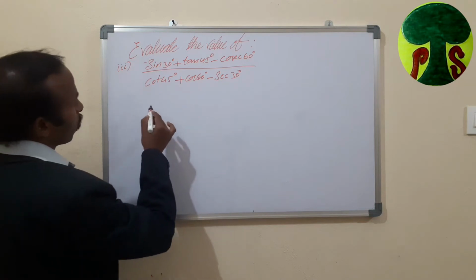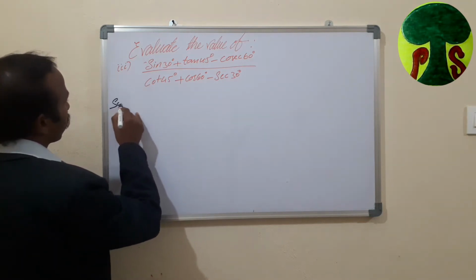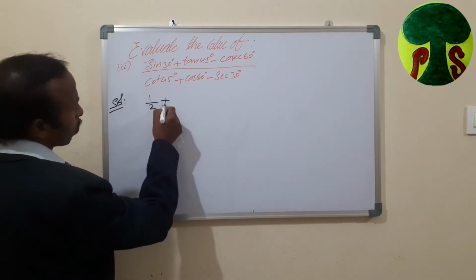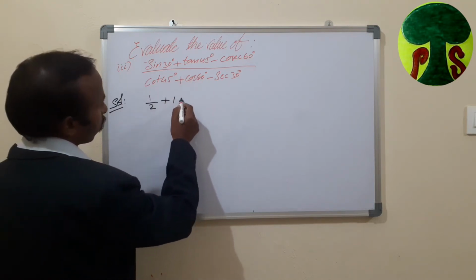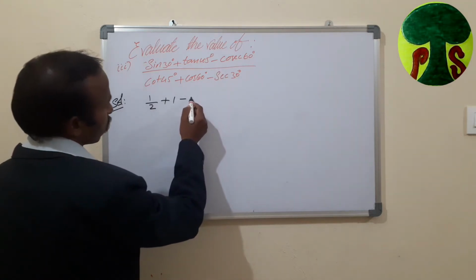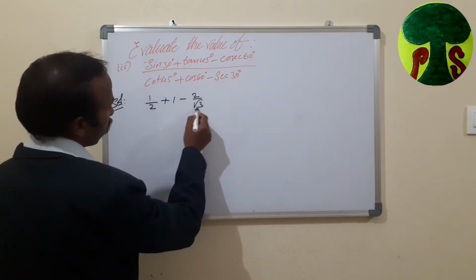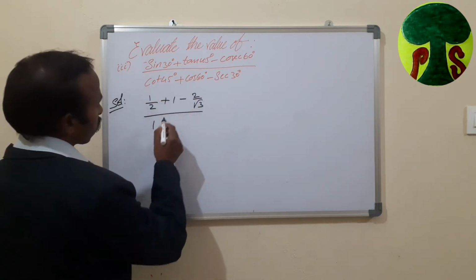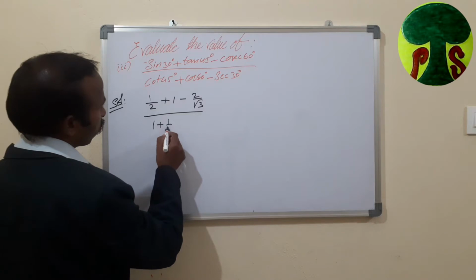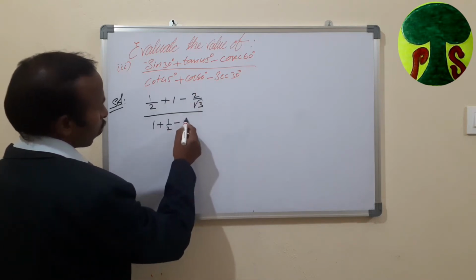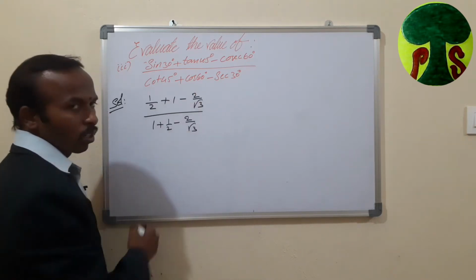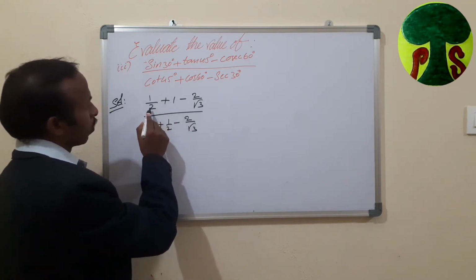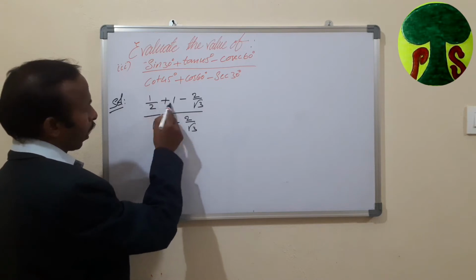Now see here, sin 30 value is how much? Solution. Sin 30 is 1 by 2 plus tan 45 is 1 minus cosecant 60 is 2 by root 3, whole by cot 45 is 1, cos 60 is 1 by 2 minus secant 30 is 2 by root 3. Now 1 by 2 plus 1 we will add. First, before adding we have to take the LCM.